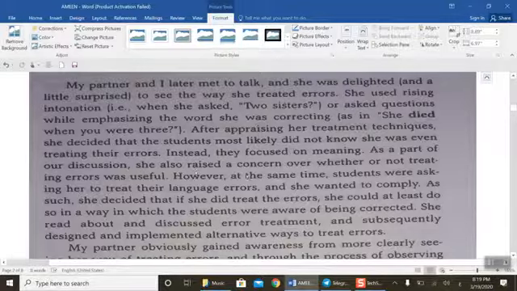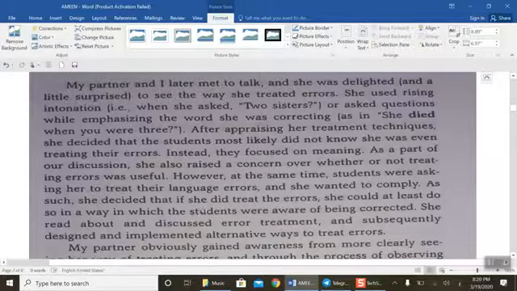She always raised a concern over whether or not treating errors was useful. مثلا كان ناس قال مثلا كان useful، ما تاني not useful. Why? Because students didn't notice my correction. So my way was useful or not useful. What shall I do? However, at the same time, students were asking her to treat their language errors. بنفس الوقت دائما الطلاب يقولون أستاذ، صححنا، correct our mistakes, and she wanted to comply.